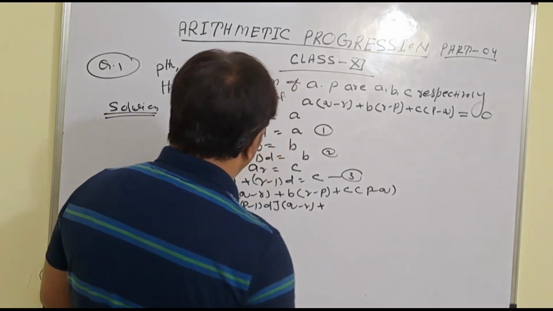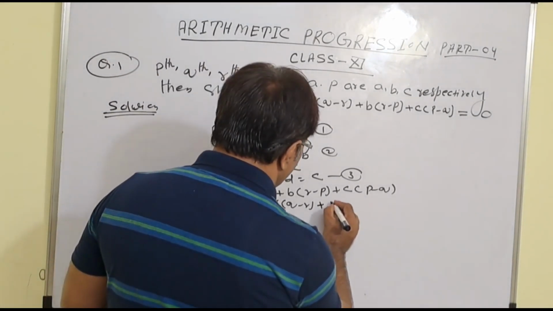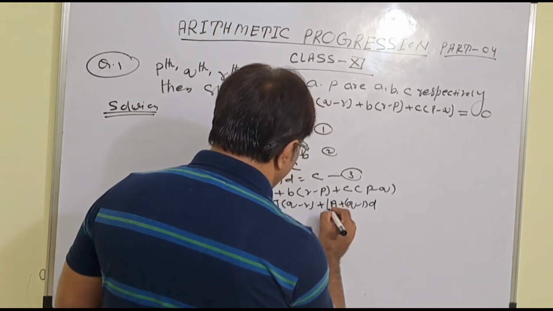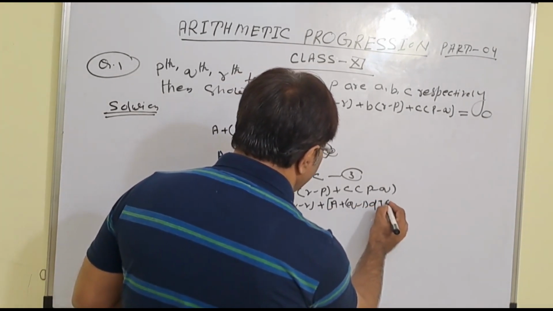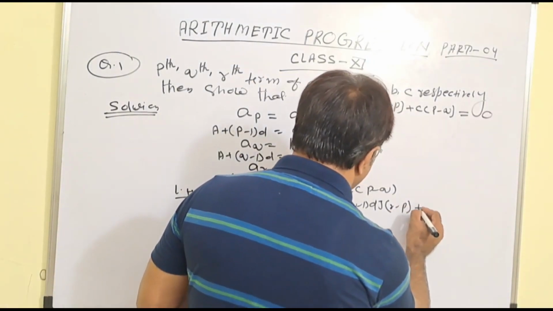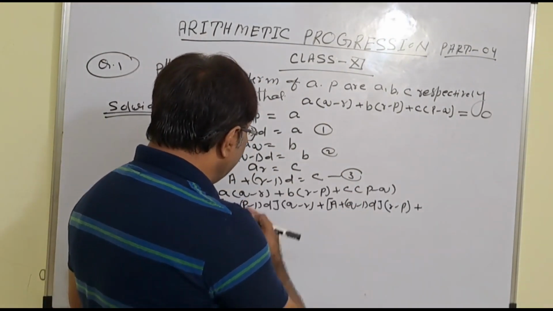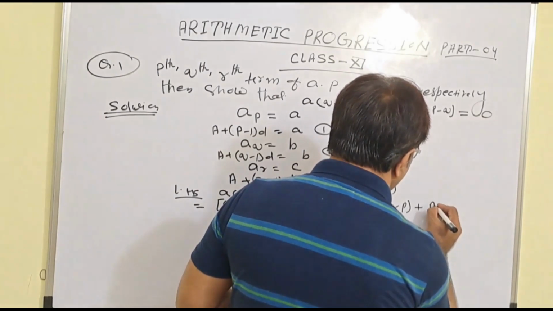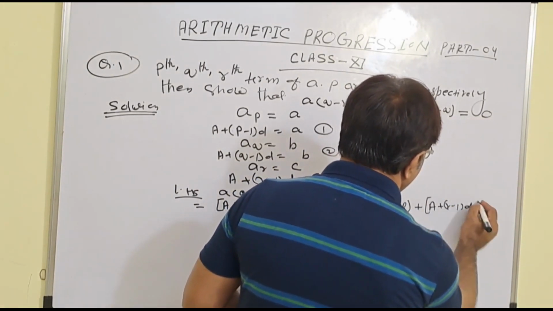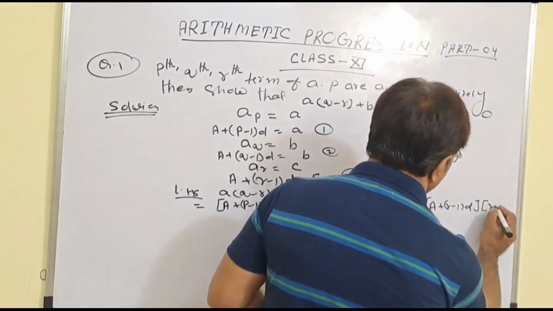Similarly, for b, the value of b is A plus (Q minus 1) into D. This is the value of b, and now we multiply this by (R minus P). Again c into (P minus Q): the value of c is A plus (R minus 1) into D. Now we multiply this expression by (P minus Q).